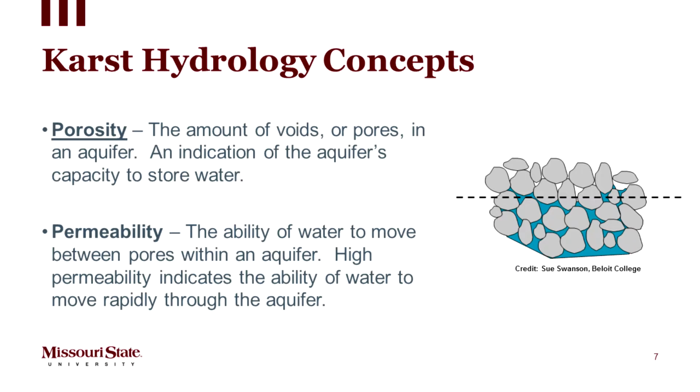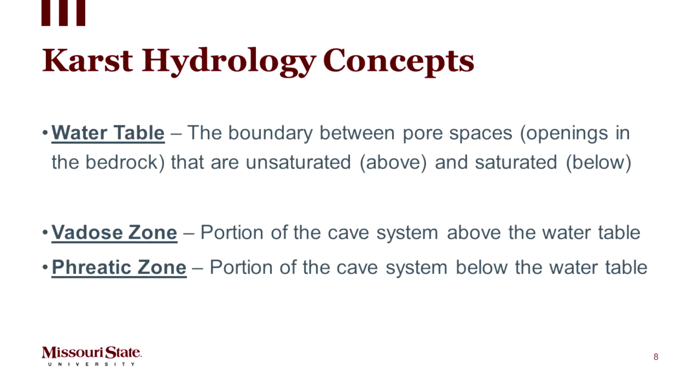Now the boundary between those two types of pores, water-filled and air-filled, is called the water table. So the water table is the boundary between the pore spaces that are unsaturated and the pore spaces that are saturated. So it's the boundary, in other words, between the pore spaces that are filled with water and the pore spaces that are not filled with water. It doesn't mean that the pore spaces above the water table don't have any water, they're just not filled with water, they're not fully saturated.